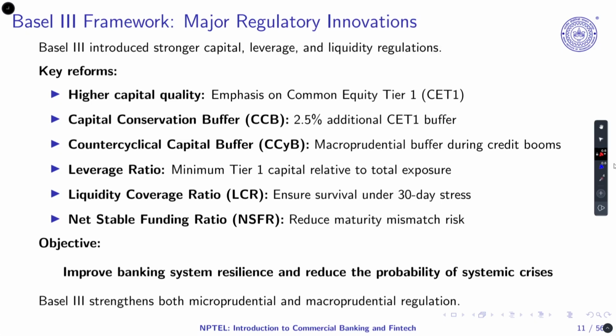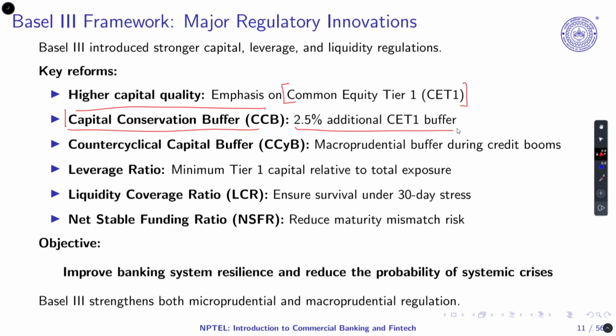So, higher capital quality. The emphasis has been on Common Equity Tier 1. We have discussed already that in case of loss absorbing, CET1 becomes very important. So CET1 has to be standardized and given higher preference. The second reason why Basel III is always in discussion is the capital conservation buffer, which means a 2.5% additional CET1 buffer. So apart from Common Equity Tier 1, banks are supposed to keep 2.5% as buffer, which means that in case they experience an unanticipated shock, they will be using this 2.5%.